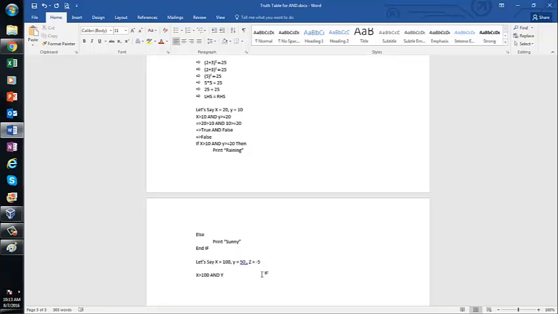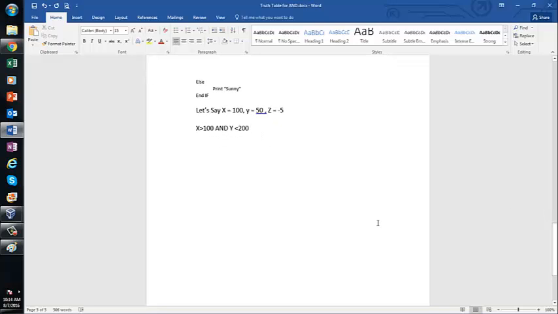So let's say x greater than or equal to 100 and y less than 200. Let's first solve this one. Could you guys solve this? Let me make it a little bit bigger so that you can see clearly.